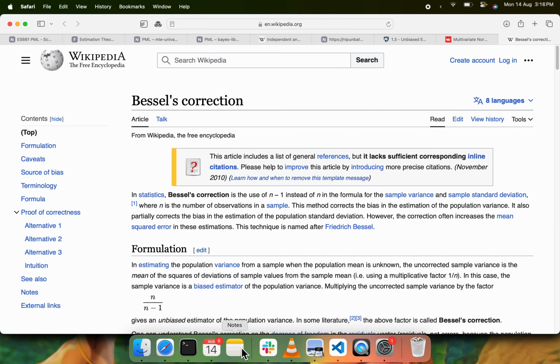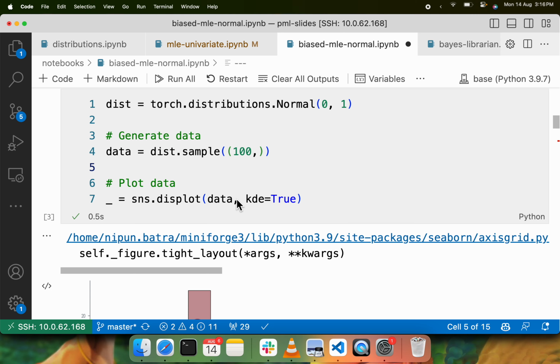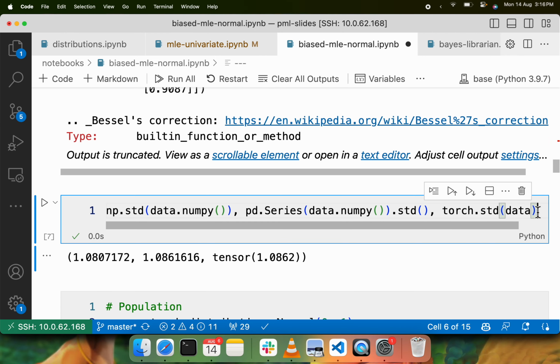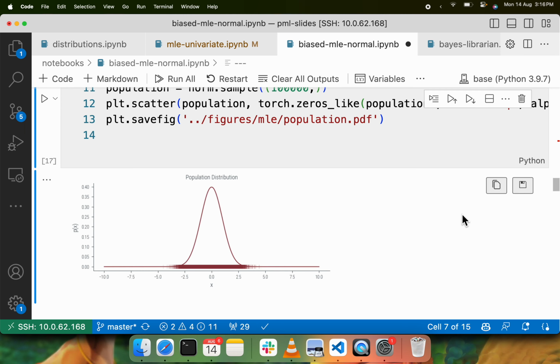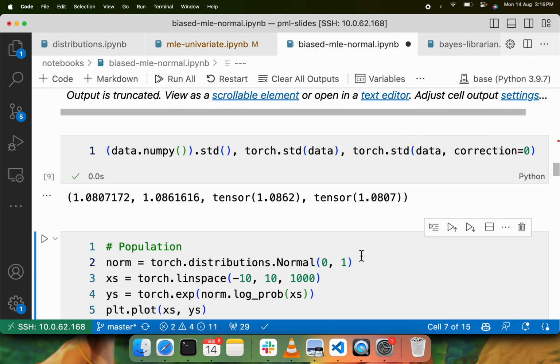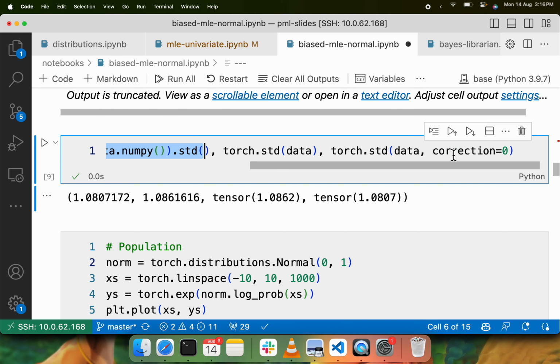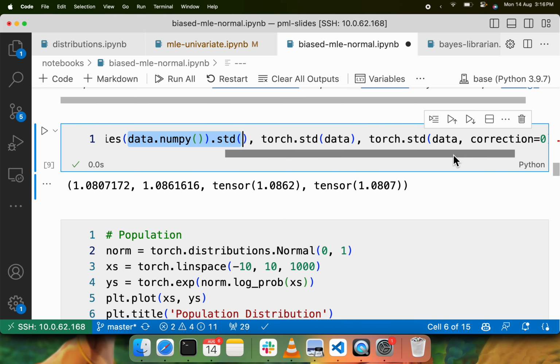So perhaps what is happening is that some of the implementations are dividing by n, and some of the implementations are dividing by n minus 1 to calculate the sample variance. If we go back to the code, we can write another version of this, torch.std of data with correction equal to 0. Can you now see that the NumPy standard deviation formula is the same as torch.std with correction equal to 0? Both of these are the same formula, and now we can see why these formulas are needed and what we mean by dividing by n minus 1 or by n in the standard deviation.